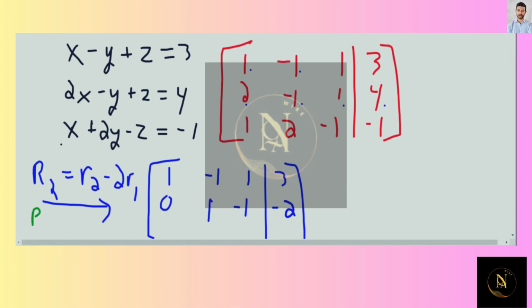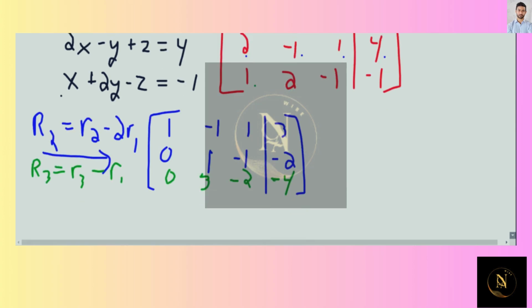Now for this third row, let's take the third row minus the first row. So 1 minus 1 is 0. 2 minus negative 1 is 3. Negative 1 minus 1 is negative 2. On the other side, negative 1 minus 3 is negative 4. All right, so here's our new matrix to work with.